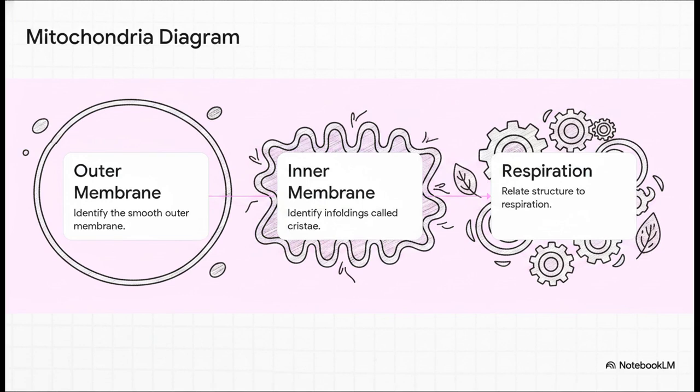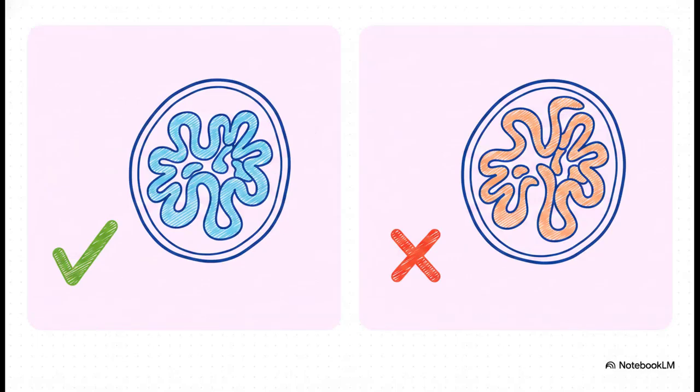The examiners didn't just ask a general, open-ended question. They provided an image and asked students to match a specific labeled part with its precise function. So step 1 is simply identifying the smooth outer membrane. Step 2 is recognizing the inner membrane and its infoldings, the cristae. And step 3, this is the crucial one, making the conceptual leap to relate that specific inner structure to the enzymes of cellular respiration.